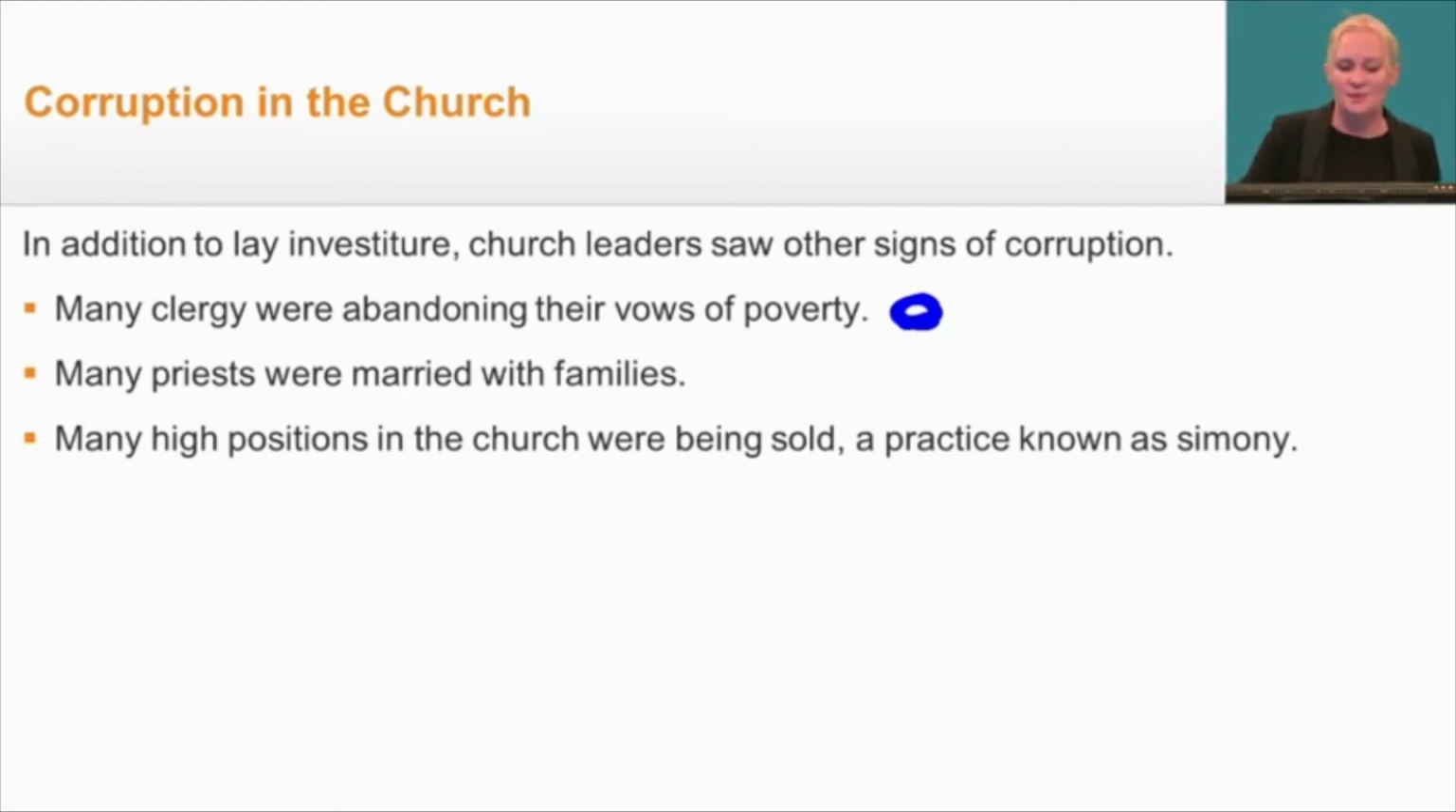Also, many of these priests were married with families, and that went against their vow of chastity at that time. And many high positions in the church were being sold. This was a practice known as simony. Simony is where positions of power in the church were given to the highest bidder, not given to people based on their merit or their devotion to the church. And what this resulted in was even further corruption.